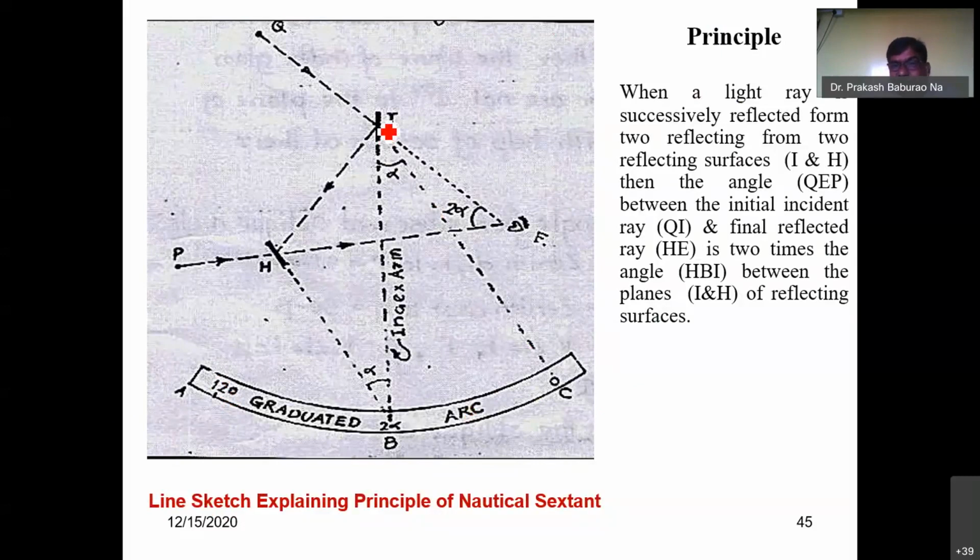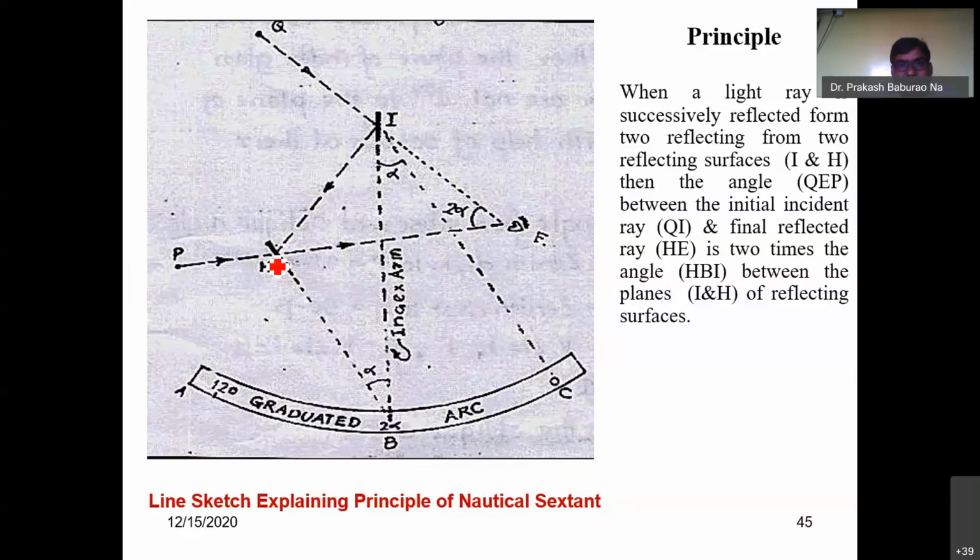I indicates the index glass, H indicates the horizon glass, and when you are bisecting any objects toward the shore side, at that time the images are reflected over this horizon glass. So there are two portions. Half of this horizon glass is unsilvered, so the uppermost part is unsilvered. The lowermost part of this horizon glass, which is circular in nature, is silvered.